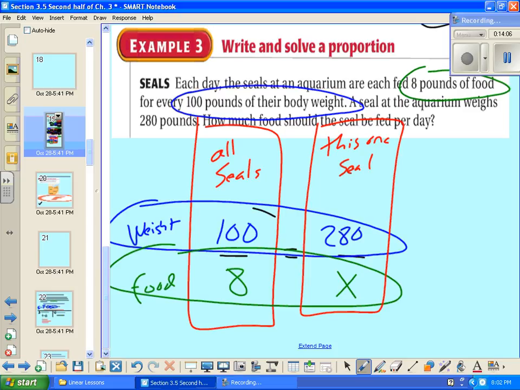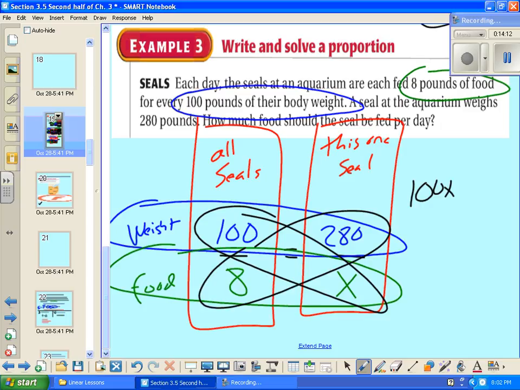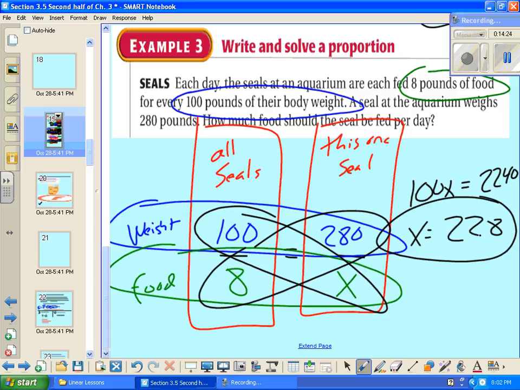If I cross multiply to solve this now, 100 times x gives me 100x. 8 times 280, I think, gives me 2,240. And then if I just divide both sides by 100 to get x by itself, I'm going to get 22.4. Again, if I'm thinking about what that means in terms of this problem, it says how much food should this seal be fed per day. So he should get 22.4 pounds of food.